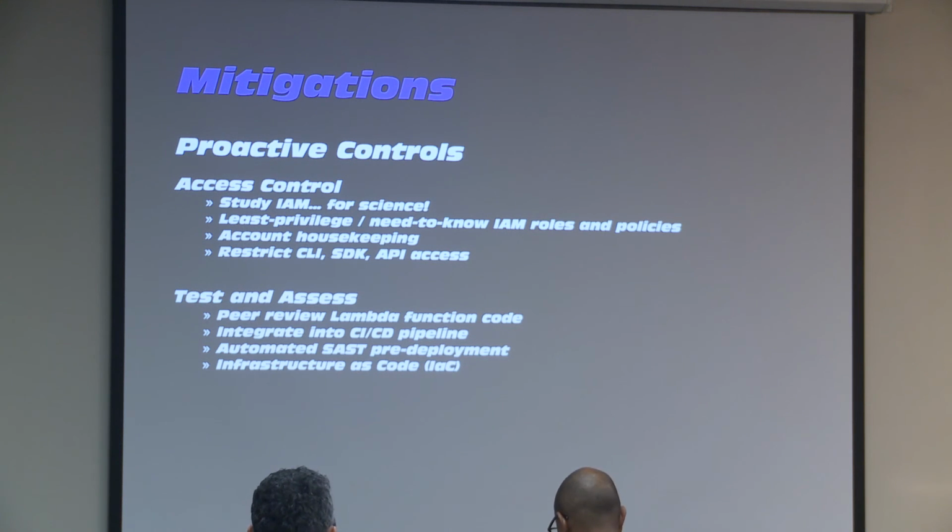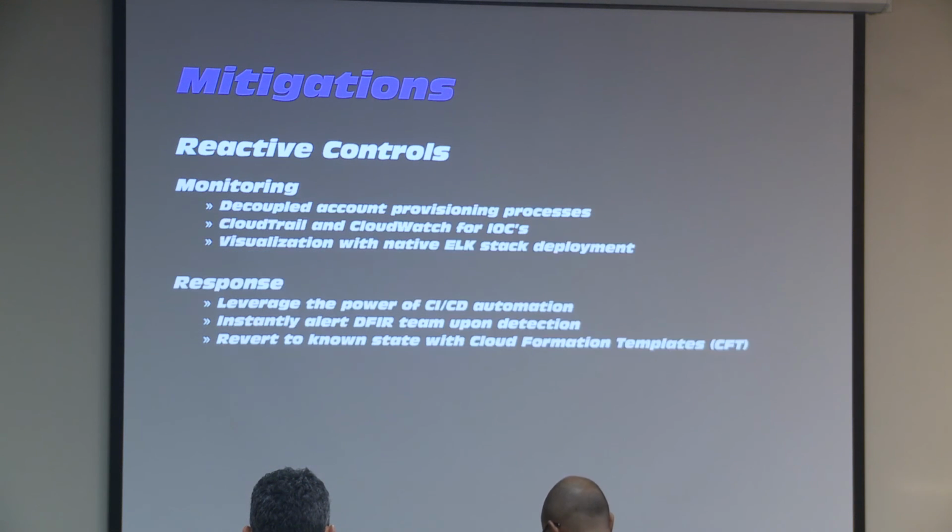Test and assess. So this is code, so we're talking about doing application security here. Let's have some peer review on the function code. Make sure this isn't malicious, so that if I know I'm leaving the company next week, I'm not going to put malicious code on there and then be able to invoke it at some time later and still compromise your environment. Integrate that into CI/CD pipelines. Automate it with SAST pre-deployment preferably, and leverage infrastructure as code as often as possible using CloudFormation templates, Terraform, those types of things, so you can track changes and revert if necessary.